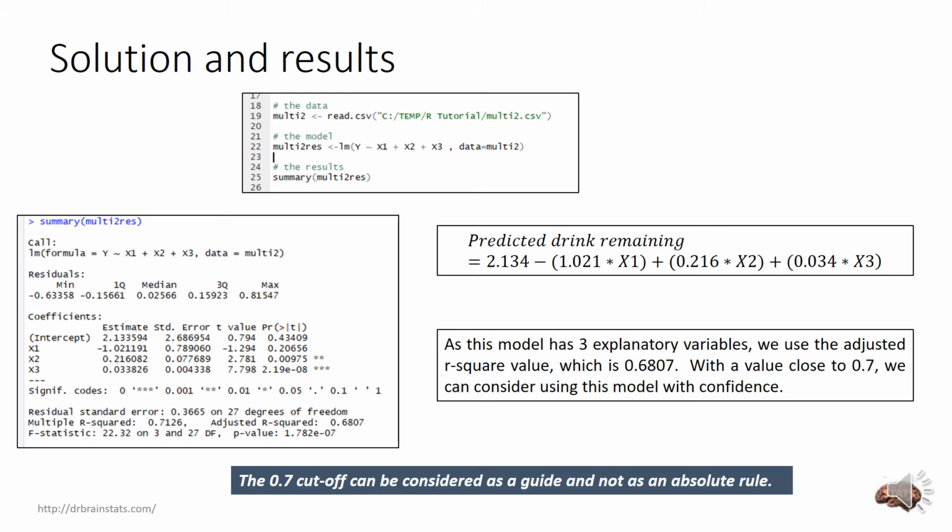Again, the code is very similar, just using Y, and then X1, X2, X3 separated by the plus sign. Our results are straightforward. You can see the coefficients. And so our equation is 2.134 minus 1.021 times x1, 0.216 times x2, plus 0.034 multiplied by x3. As this model has three explanatory variables, we use adjusted R-square, which is 0.68. And with a value close to 0.7, we can consider using this model.